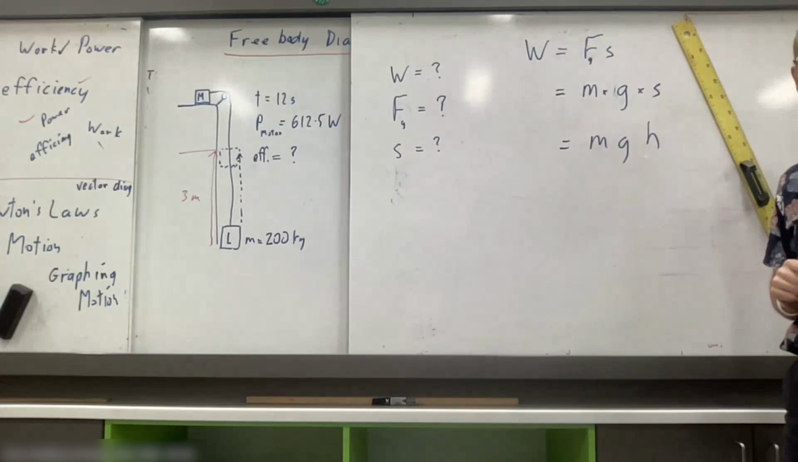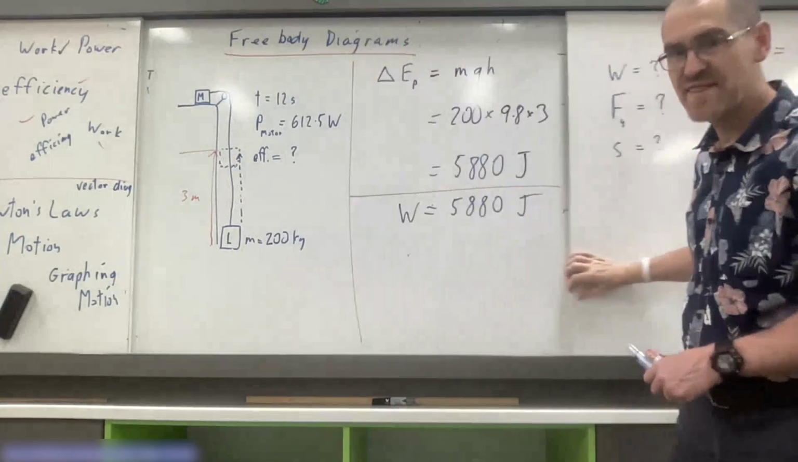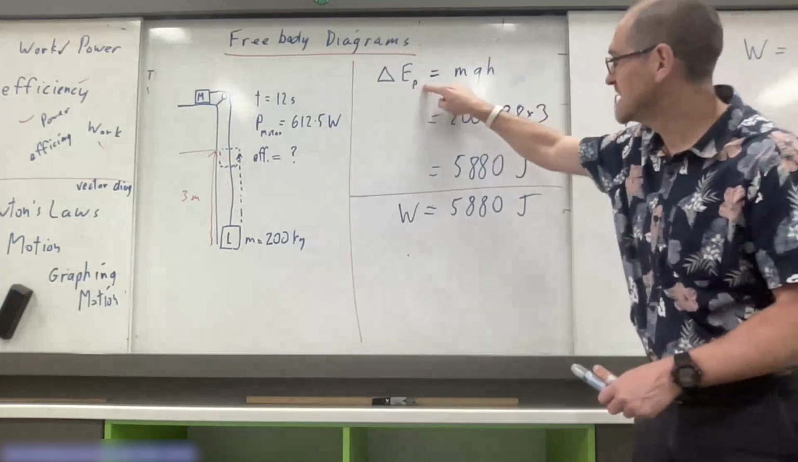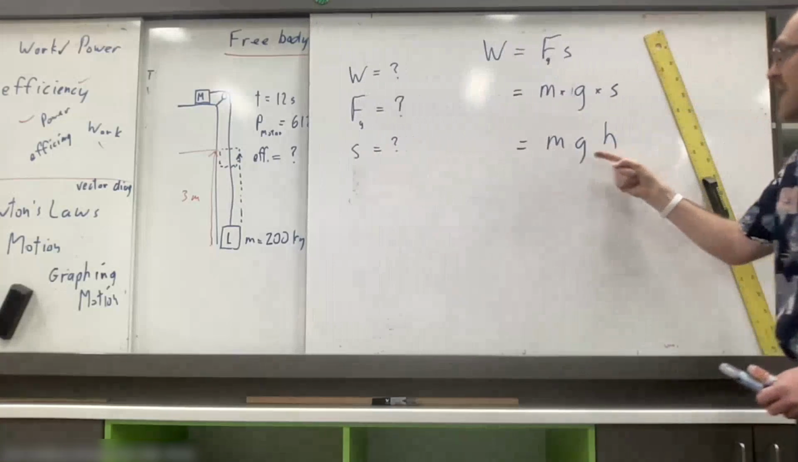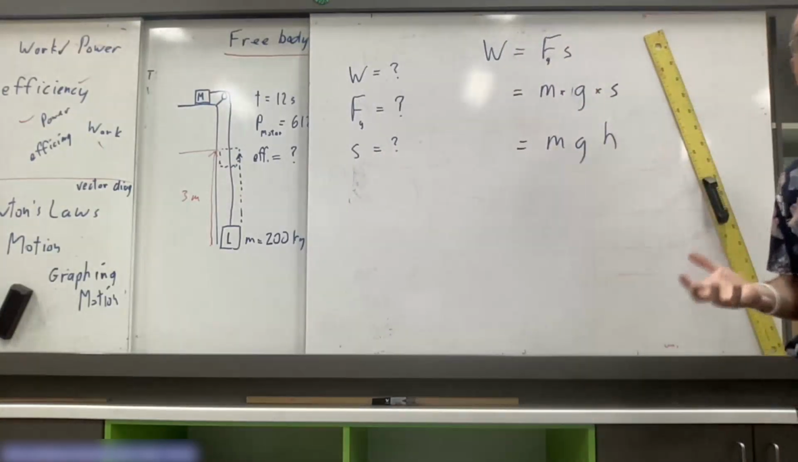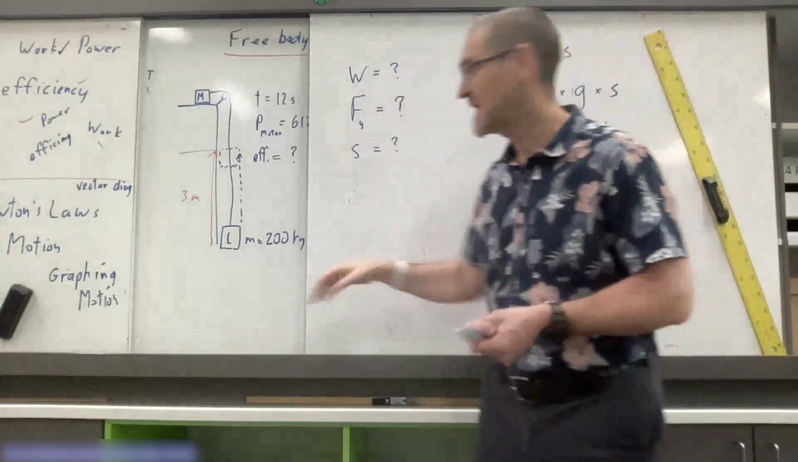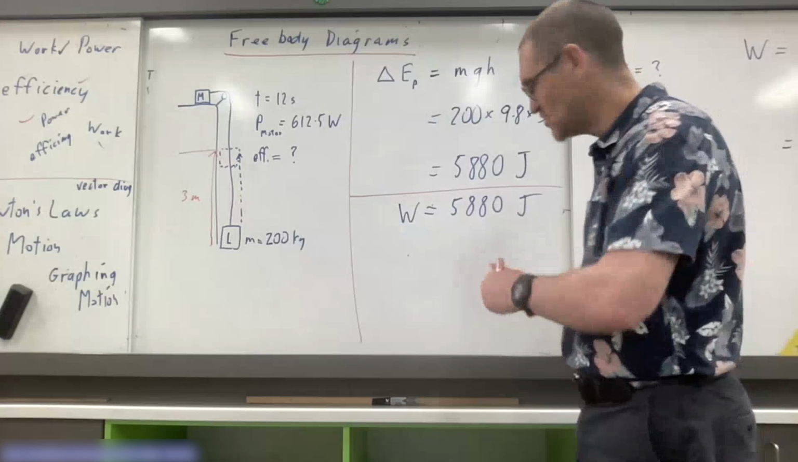What does this suddenly look like? Potential energy. Okay. So that equation right there, the change in potential energy, mgh, is from work, the work done. They are the same thing here in this example. Okay, they are the same thing. All right, so work equals 5,880 joules.